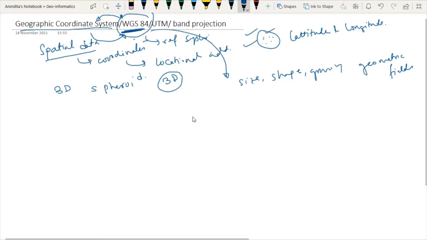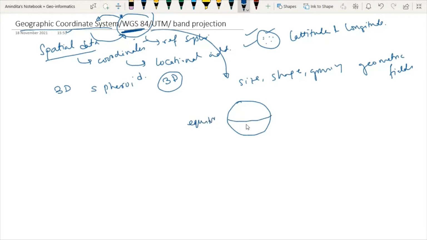Let me draw one diagram. Whenever we are talking about the Earth, we are talking about the geographic system. In this geographic system we have one concept which is known as the equator. Basically, the equator is something which runs horizontally through the middle of the Earth. And we have another concept which runs perpendicular to the equator, and this is known as the prime meridian.